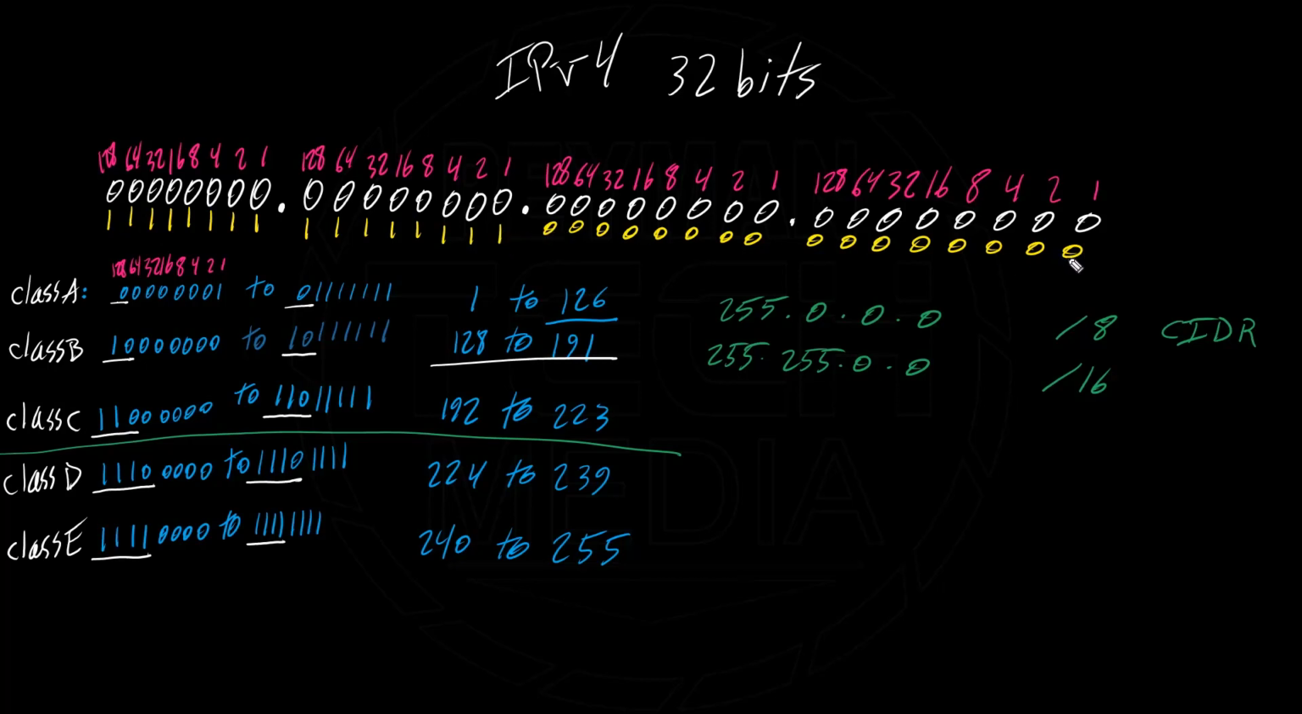Now let's move on and talk about class C. For class C, default subnet mask is 255.255.255.0, and the shorthanded version or the CIDR notation is /24. What does it mean? It means that for class C, we have the first octet, second octet, and the third octet all turned on.